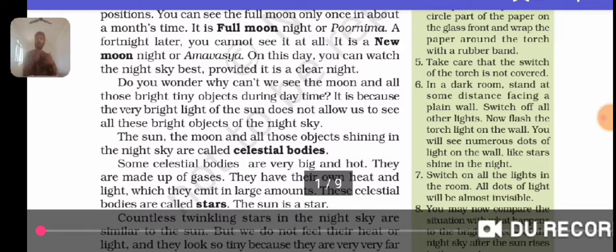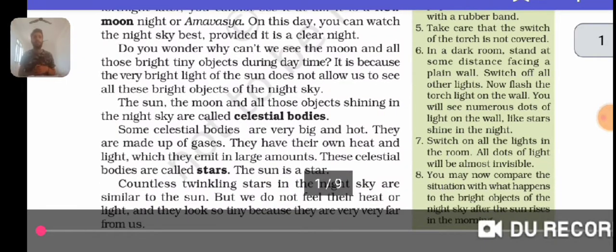These celestial bodies are called stars. Some celestial bodies are very big and hot. They are made up of hot gases. They have their own heat and light which they emit in large amounts. These celestial bodies are called a star, and the sun is also a star.